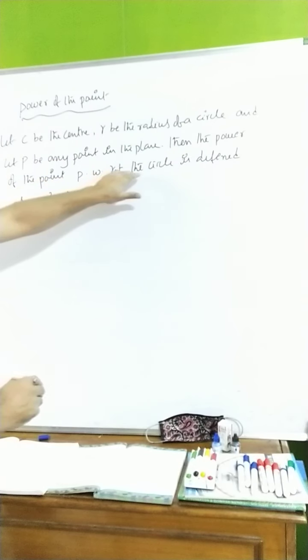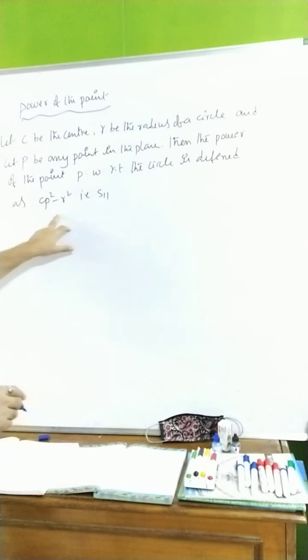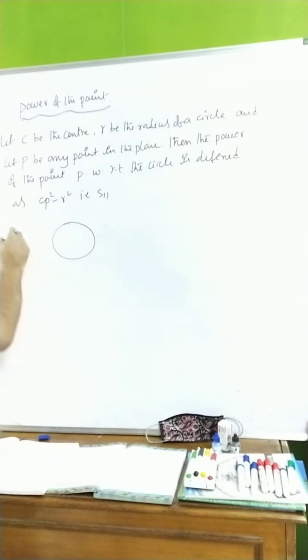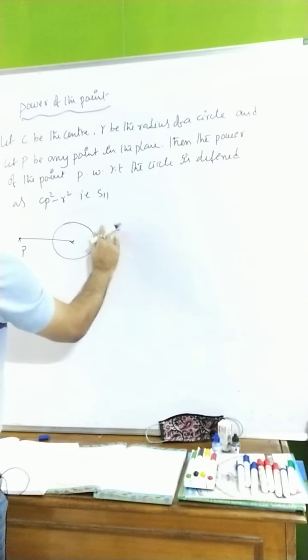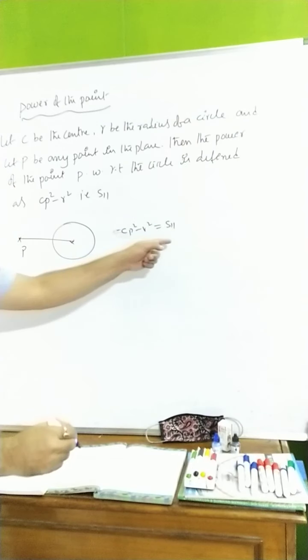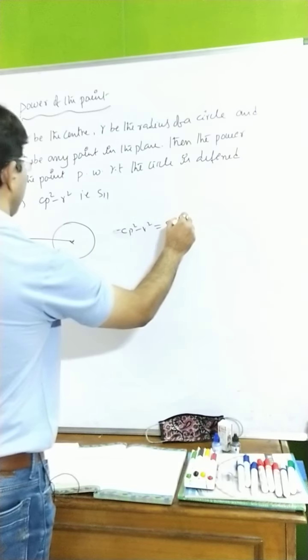The power of the point P with respect to the circle is defined as CP square minus R square. Now the power of the point can be negative or positive also. Why? If P is outside, you know very well that CP square minus R square means you are going to get S11, and S11 is definitely greater than 0.